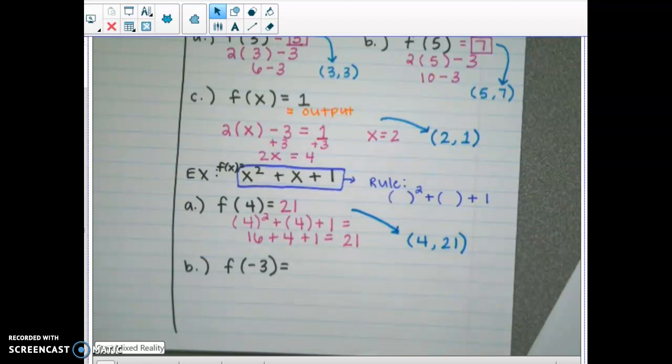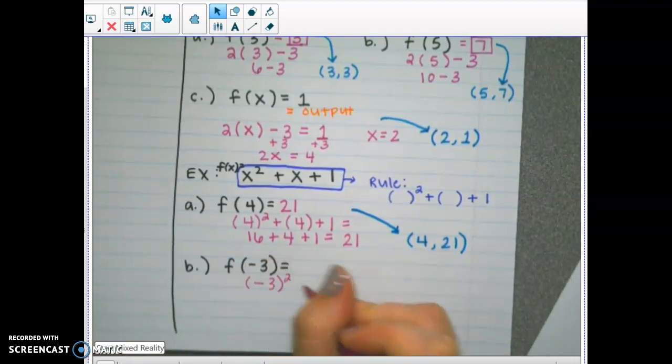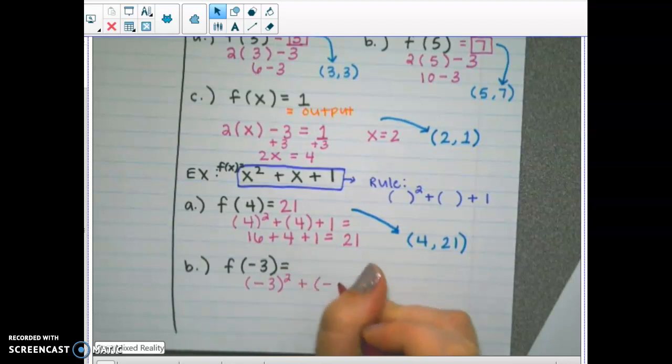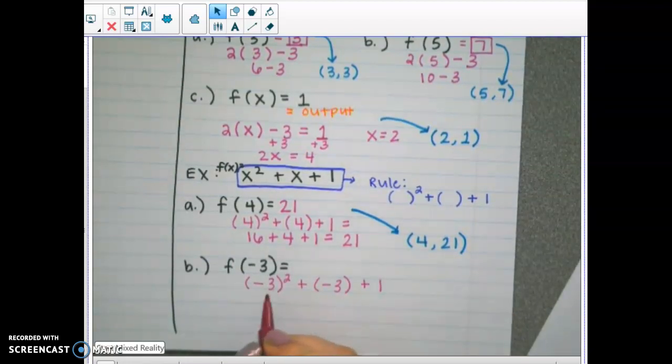All right, so let's try B. B wants me to plug in -3. So I'm going to follow the same rule. -3, it wants me to square it, plus -3 again, plus 1. Be careful when you're squaring negatives, especially if you're using a calculator app. Sometimes they do the squaring wrong. So -3 times -3 is actually a positive 9, because a negative times a negative is a positive. So just be careful with that.